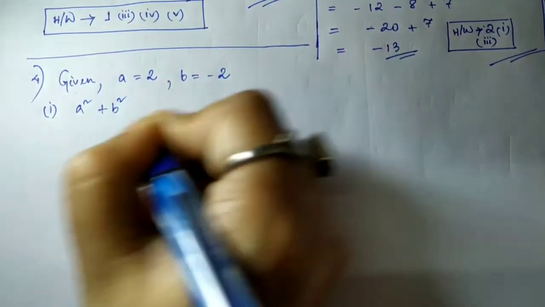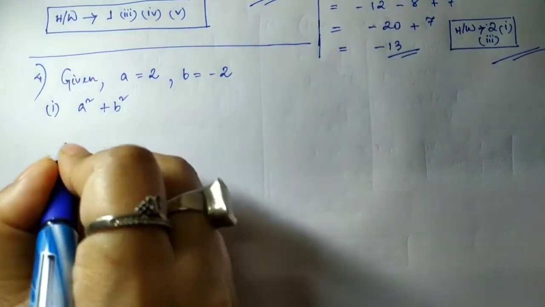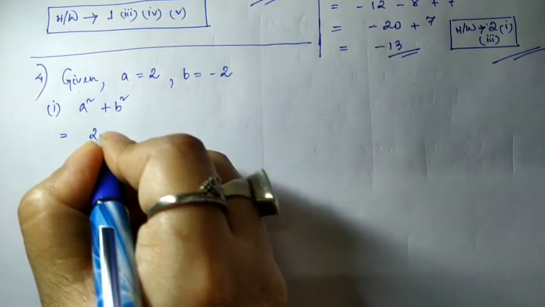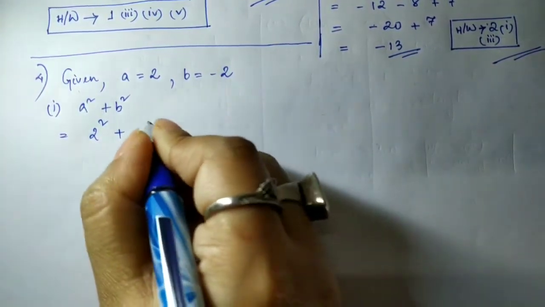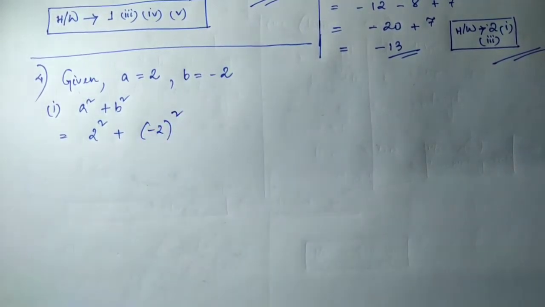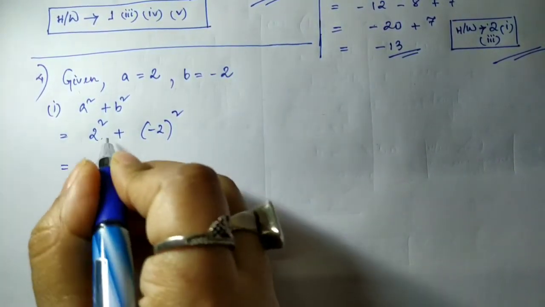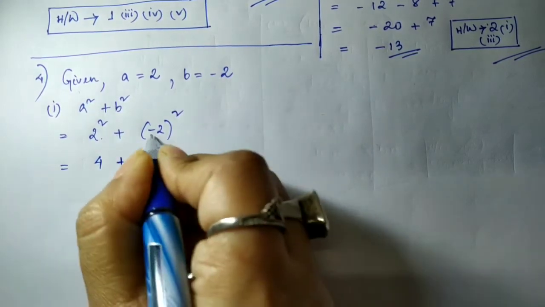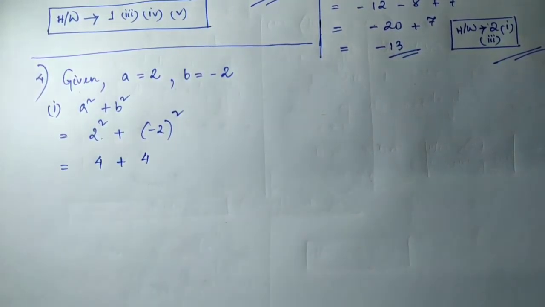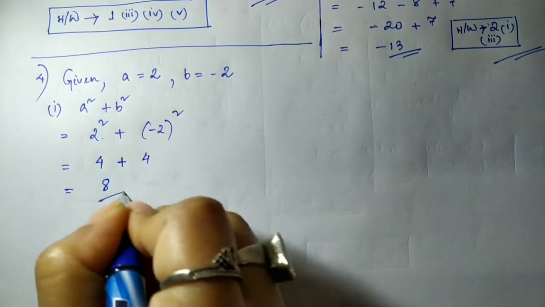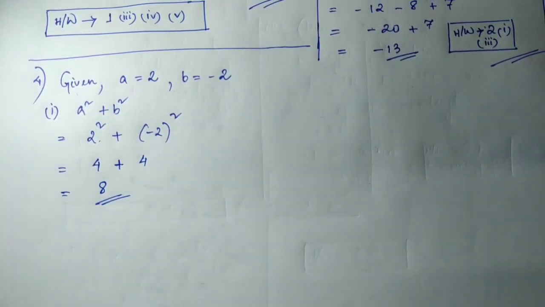So here two values are given. I just have to put the value of the variables here. a is given as 2 square plus b is given as minus 2, it has a square. So 2 square means 2 into 2, which is equal to 4, plus minus 2 into minus 2 is also equal to 4. 4 plus 4 is equal to 8, and this is your solution.